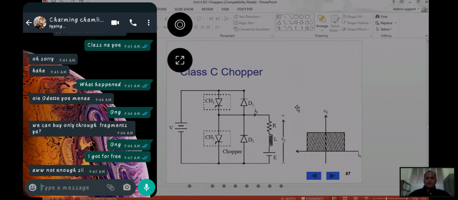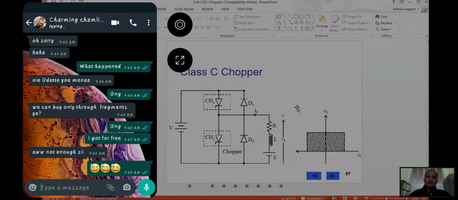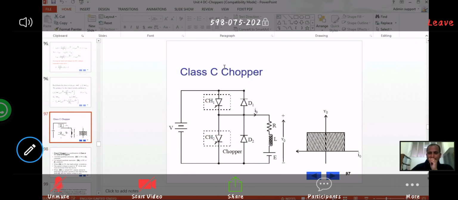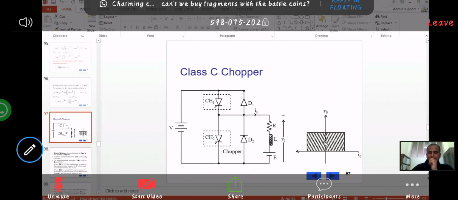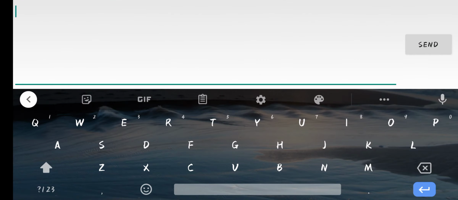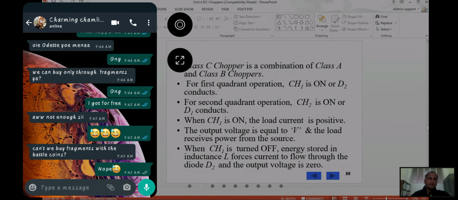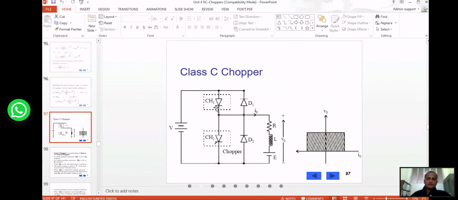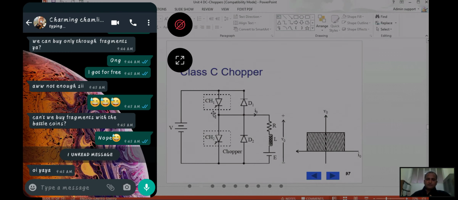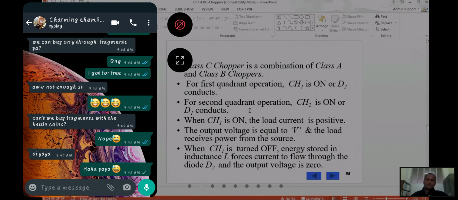So, class C chopper. Okay, class C chopper is a combination of class A and class B choppers. Both are working, in the first quadrant as well as the second quadrant. So in the first quadrant, chopper CH1 will be on, or D2 will conduct. So these two will conduct in this. And for the second quadrant, the chopper CH2 will be on, or D1 will conduct.